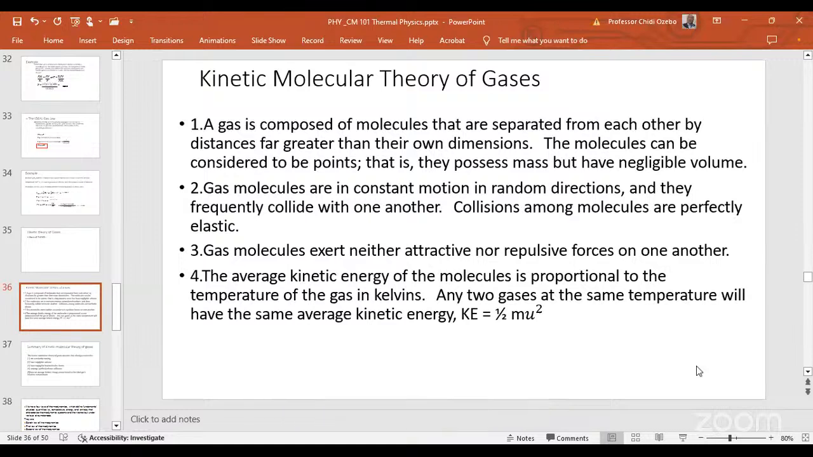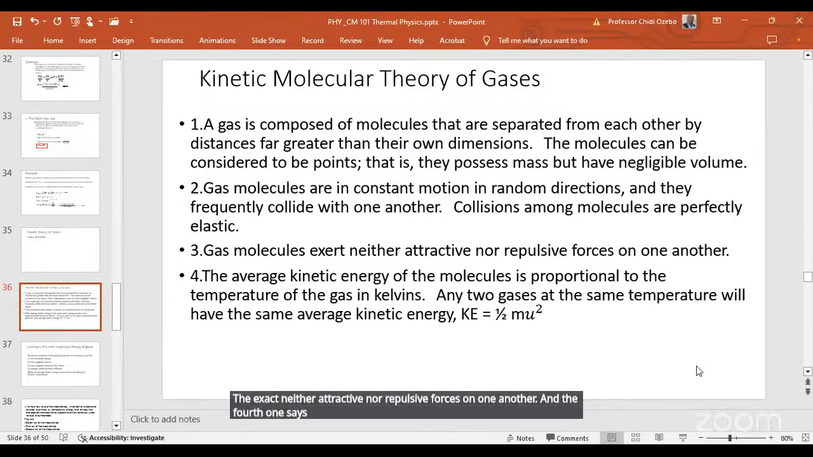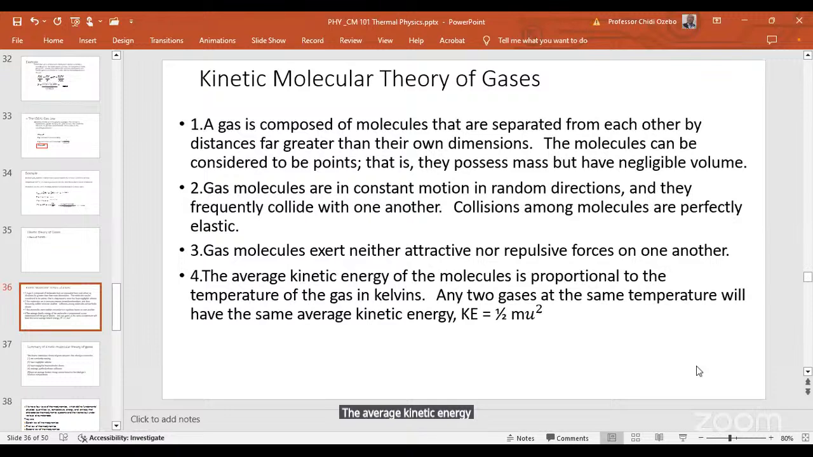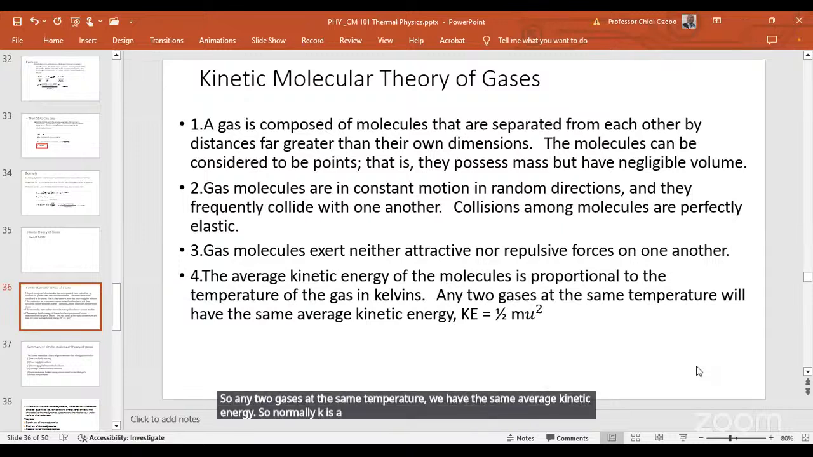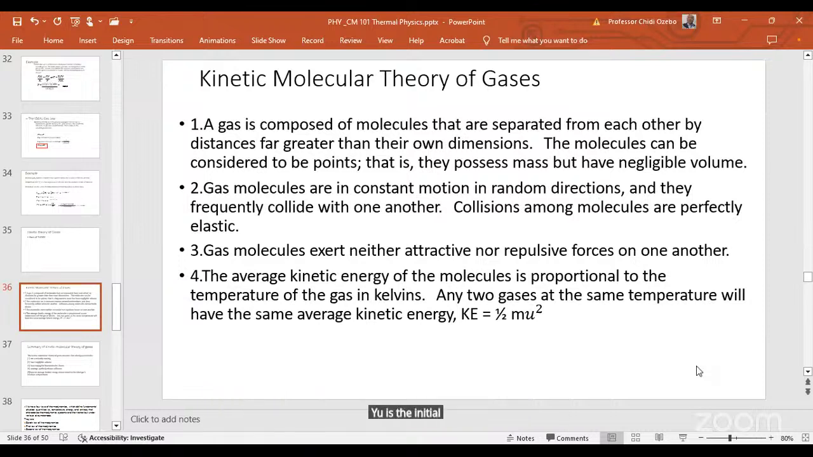And the fourth one says the average kinetic energy of the molecules is proportional to the temperature of the gas in Kelvin. So any two gases at the same temperature will have the same average kinetic energy. Normally KE is half mu squared or half mv squared. Remember, u and v normally represent velocity, where u is the initial and v is the final. So KE is half mu squared.